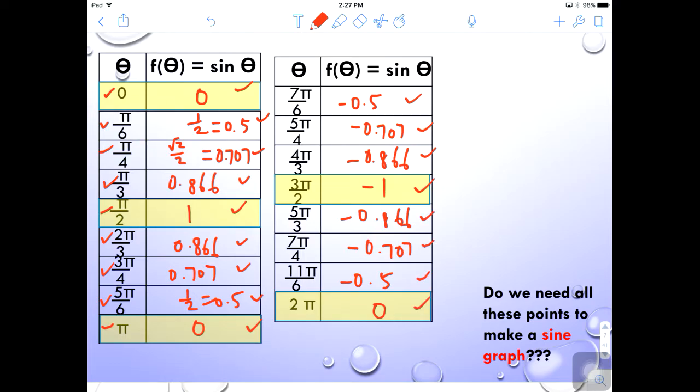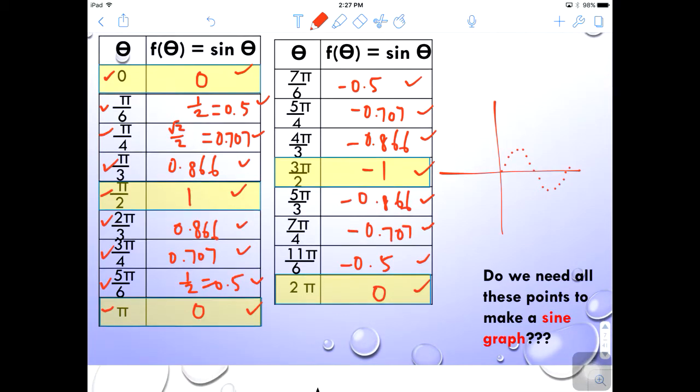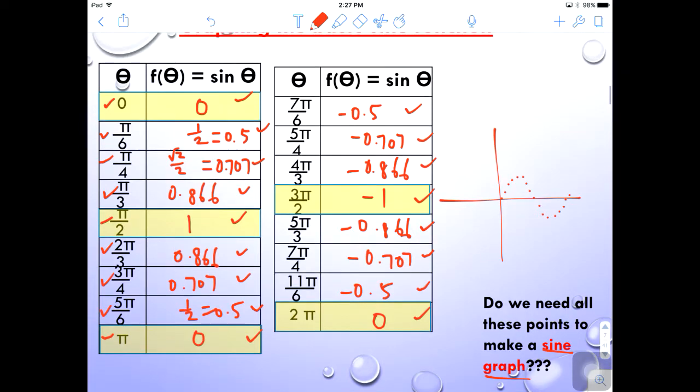So there's a pattern. If you graph all of these points, do we really need all of this to make the graph? If we graph all of these, you would have all of these little dots, like this, that would make a graph that looks like this. So do we really need all of these points to make a sine graph? That's an interesting question. The answer is no.